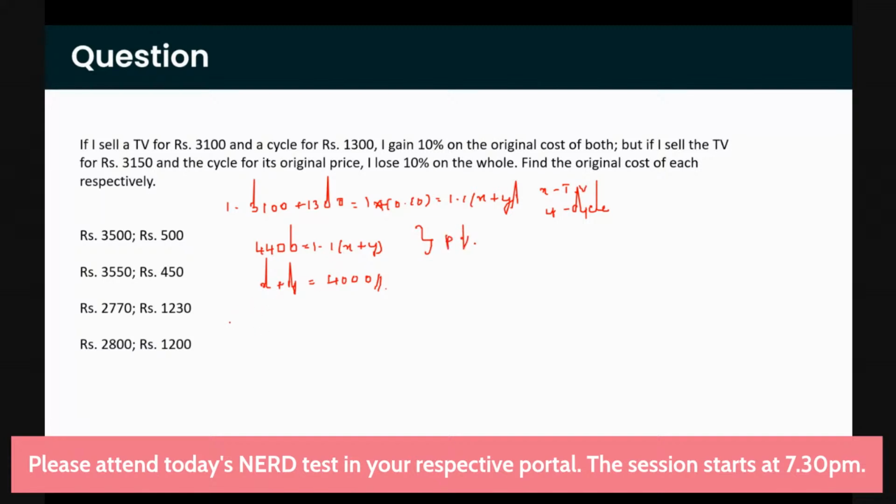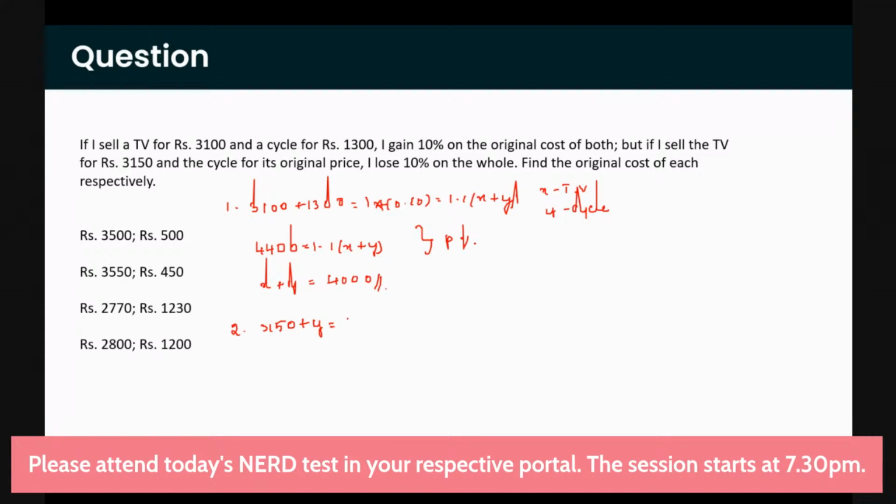Now in the second step, we'll calculate the loss condition. So what is the loss condition given here? If I sell the TV for rupees 3,150 and the cycle for its original price. We don't know the original price of the cycle, as the question did not mention it, so we keep the constant value for the original cost of the cycle as y.